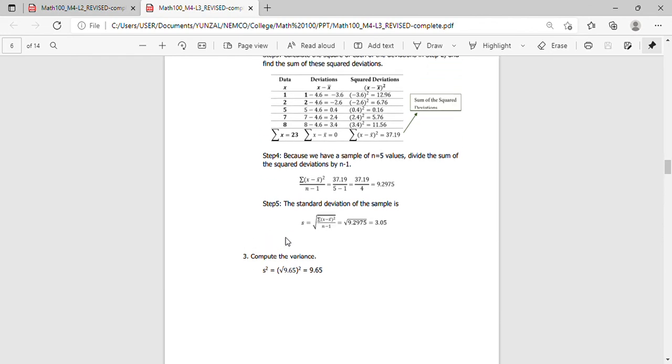I'm sorry, this is not 9.65. Sakto ba? This is 9.2975 pala. Wrong na sad ini. This is 9.2975. So, nimo makuha ng variance, dili na nimo siya i-square. Or pwede sa 3.05 squared. This is the variance, actually, 9.2975.